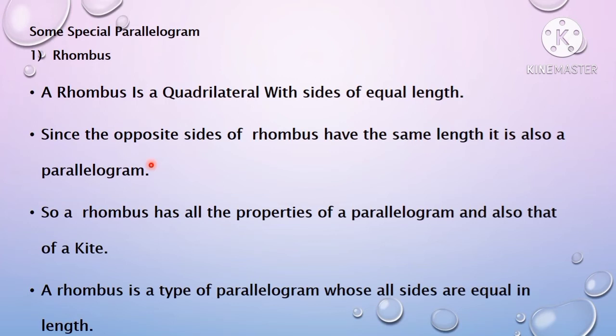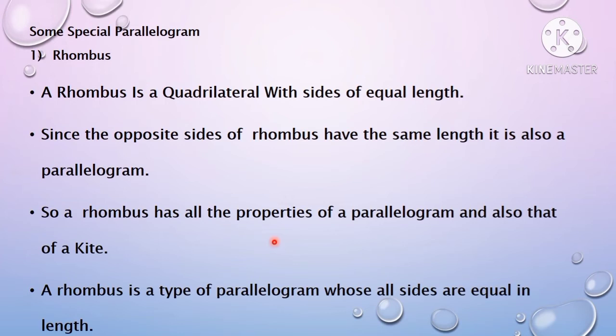The next one: a rhombus has all the properties of a parallelogram and also that of a kite. Do you remember the property of a kite? A kite has how many sides? Four sides, and it is also a quadrilateral. Any two sides will be equal in length, mainly the two opposite sides for a kite.